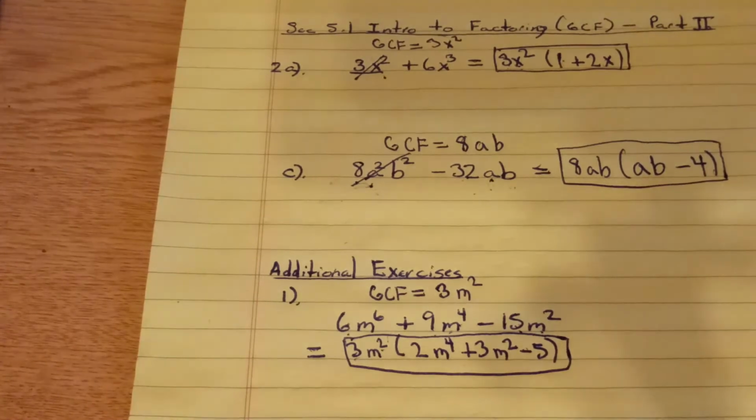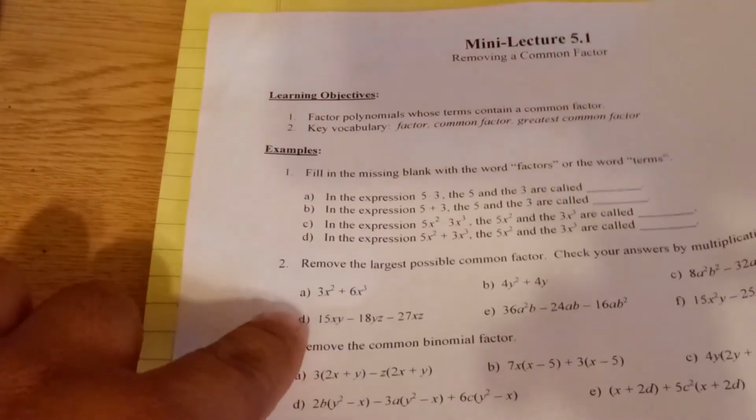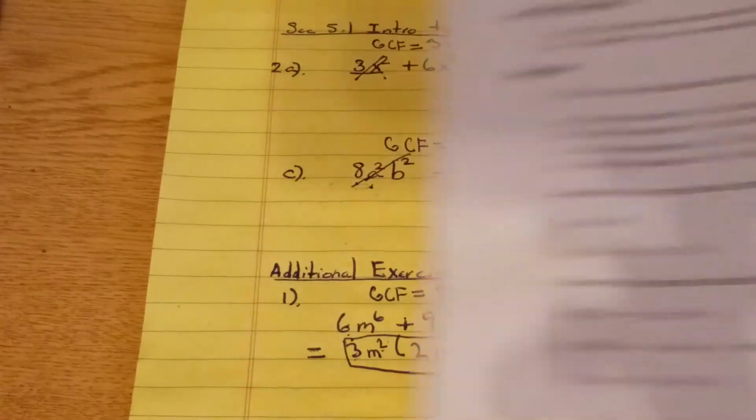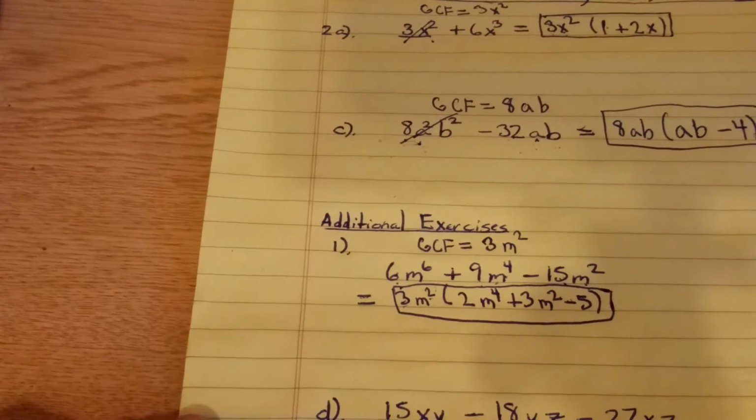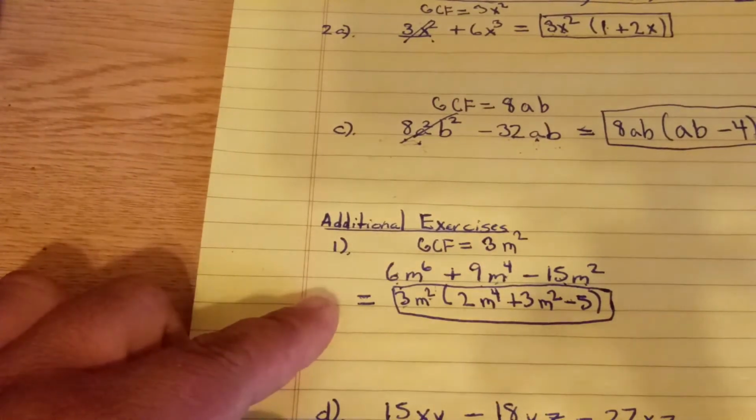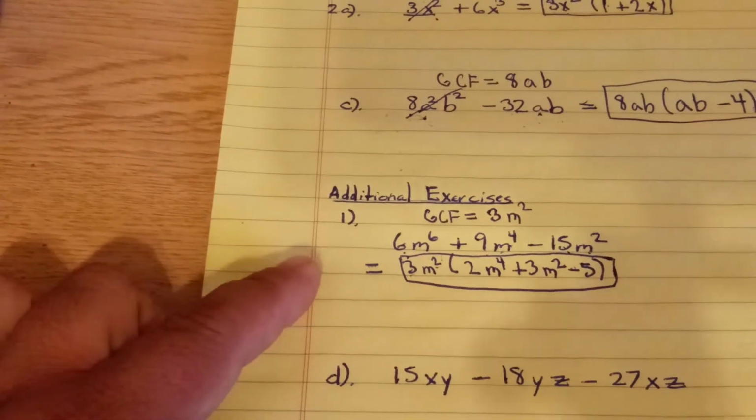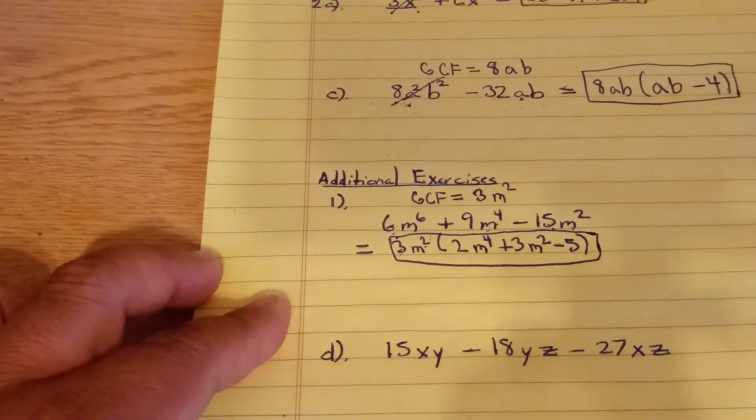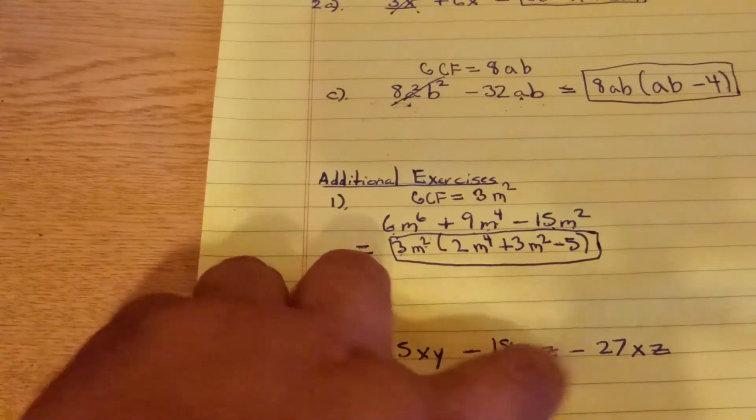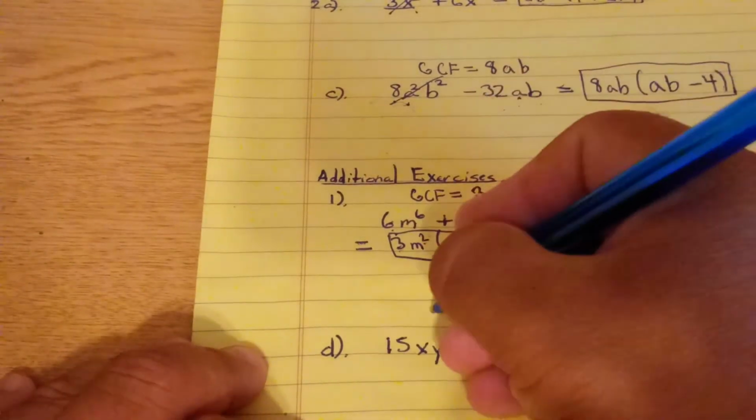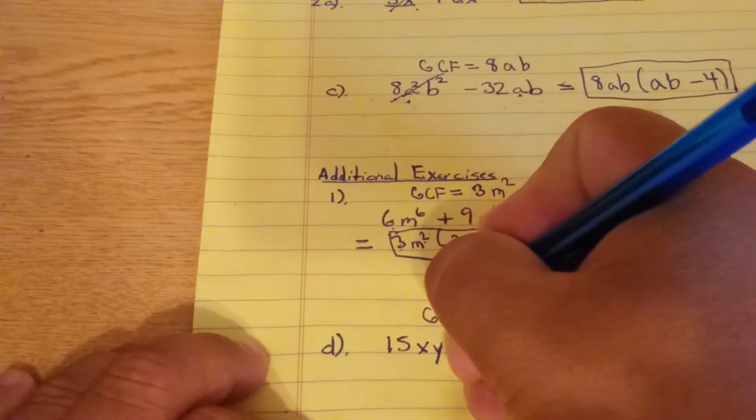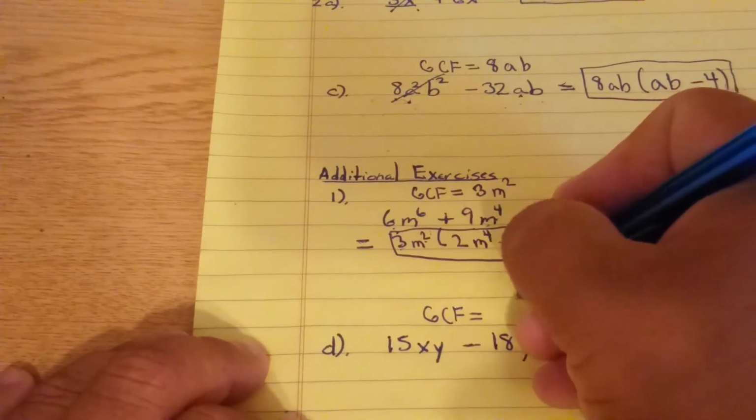Alright, so now we're going to go ahead and return back to your first page, to 5.1. So we're going to take a look at number 2D, this one right here. So in this particular case, once again, we have to identify what our GCF is. So once again, it's very similar to the previous one that we just did, but we're going to go ahead and take a look at this. So we have 15, we have 18, and we have 27. Once again, if we take a look here, the GCF, in this case, the number that they have in common is the 3.